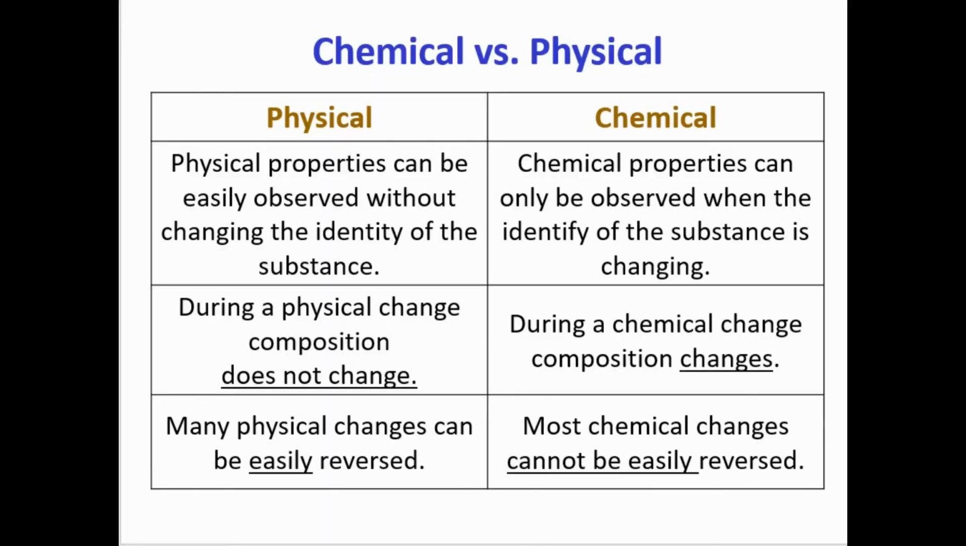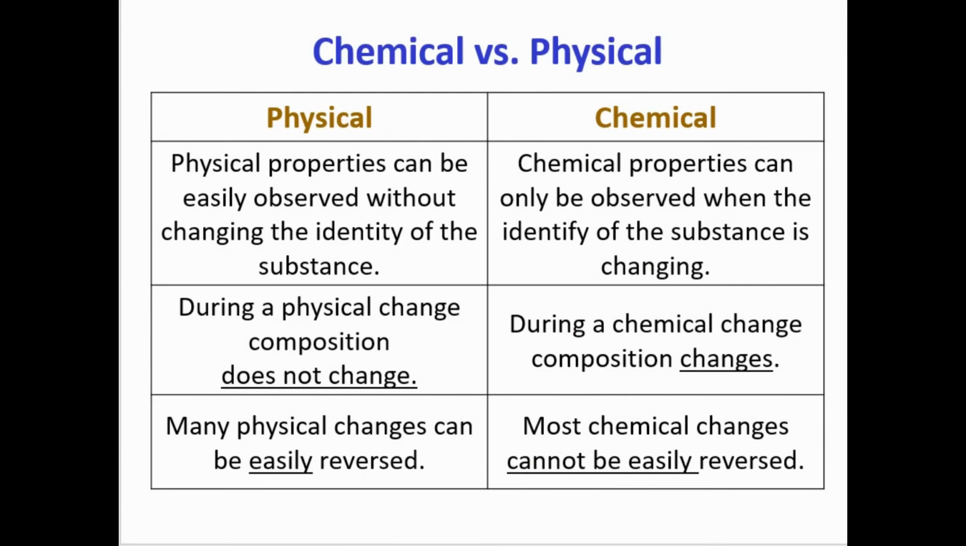Before we end this chapter, let's compare physical properties with chemical properties. First, physical properties can easily be observed without changing the identity of the substance. Remember when I was talking about physical properties, I had a big old piece of aluminum foil and I crumpled it up. The crumpling, changing the shape, was a physical property. But the aluminum is still aluminum. Nothing has changed with the identity of the substance.